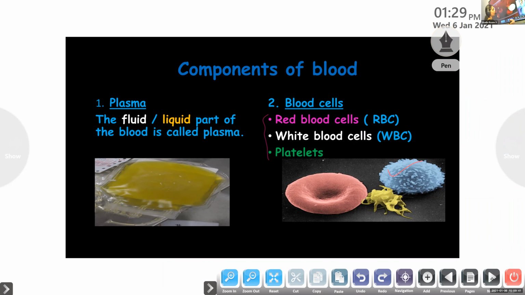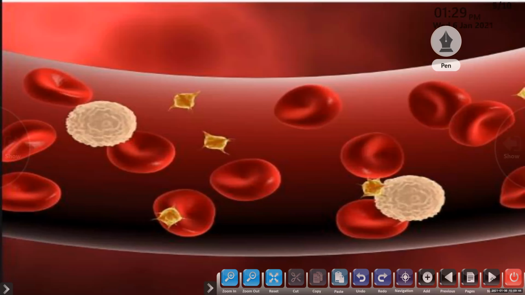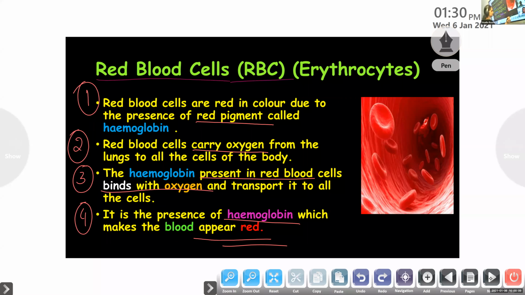Somebody said it looks like a coronavirus. Here you can see in the blood vessel, from this picture you can understand. How many white blood cells will be there in blood? Is it more than RBC? No, less than RBC. It is 1%. It is 1% of the total quantity of blood. WBC and platelets are less in number.